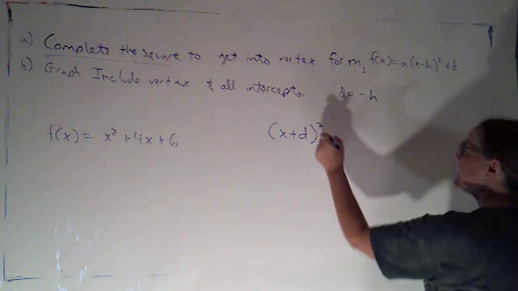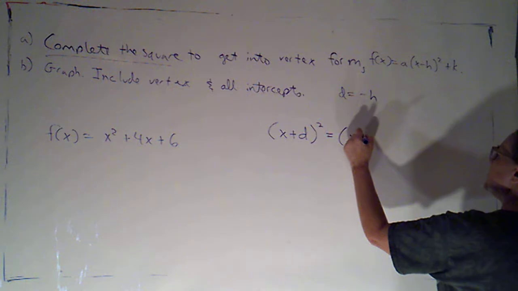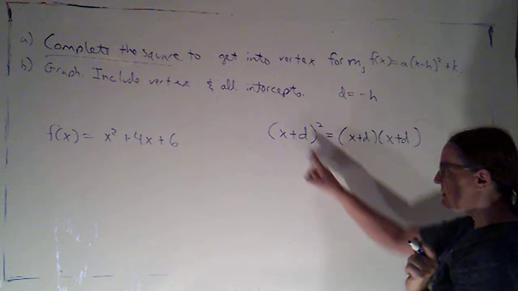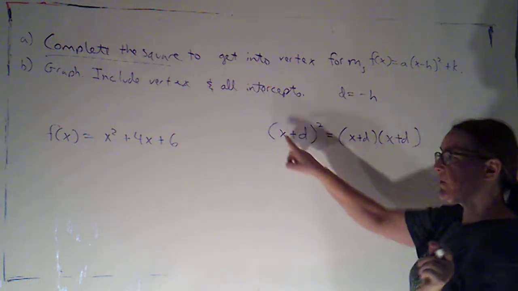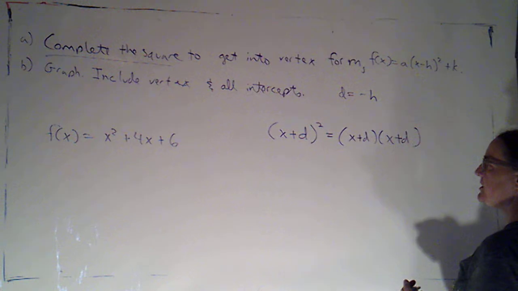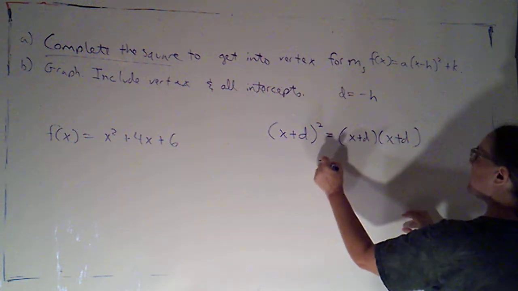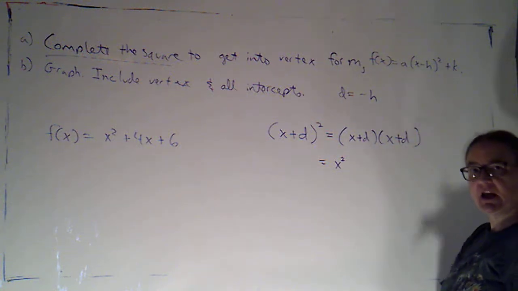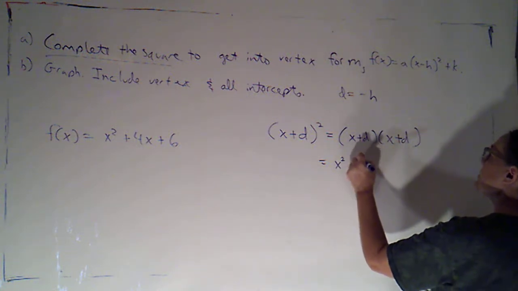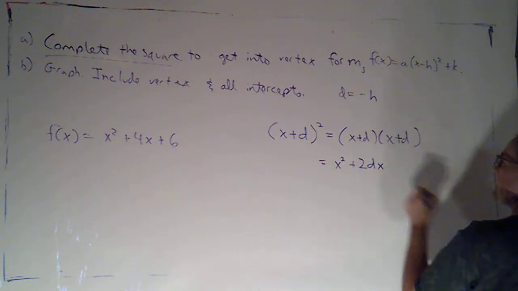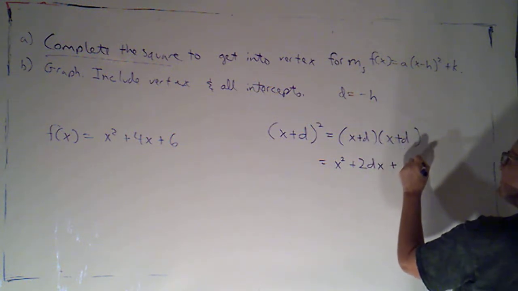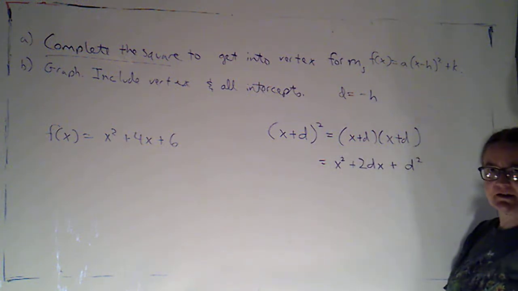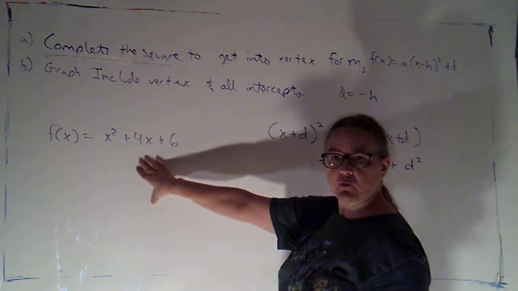Okay. But x plus d squared, a perfect square of a binomial, would be x plus d times x plus d. It is not just x squared plus d squared because exponents do not distribute over addition. But I could FOIL this out, and that would be x squared. Outsides and insides each give me a copy of dx, so that's plus 2 copies of d times x. Plus the last terms would give me a d squared. Okay, so I'm going to be taking advantage of this formula here in trying to just rearrange the right-hand side here.